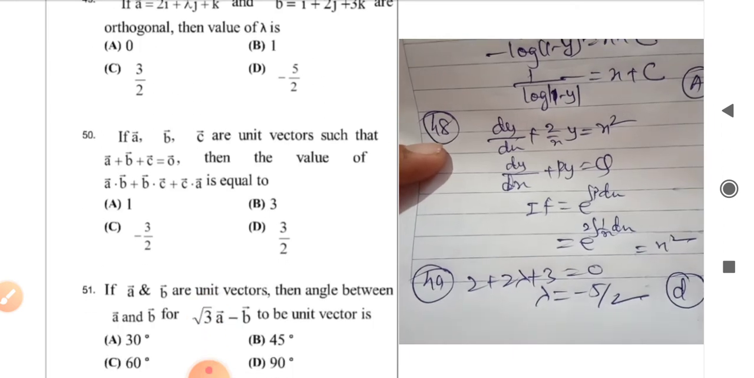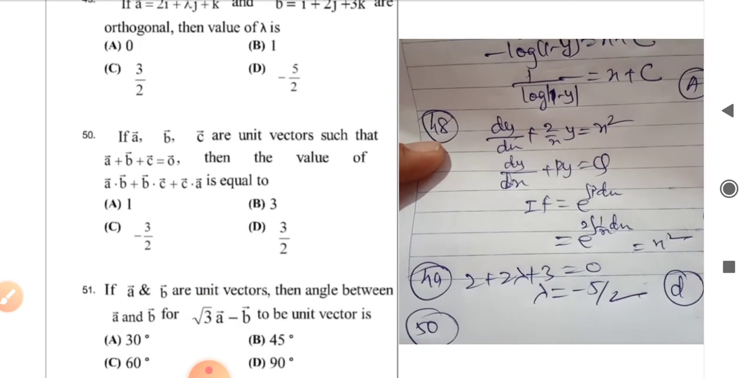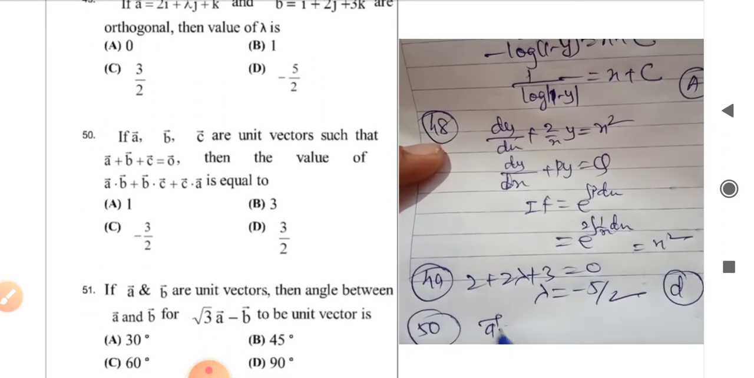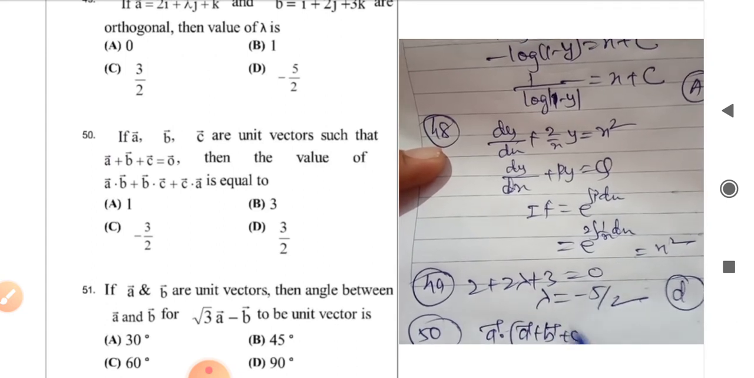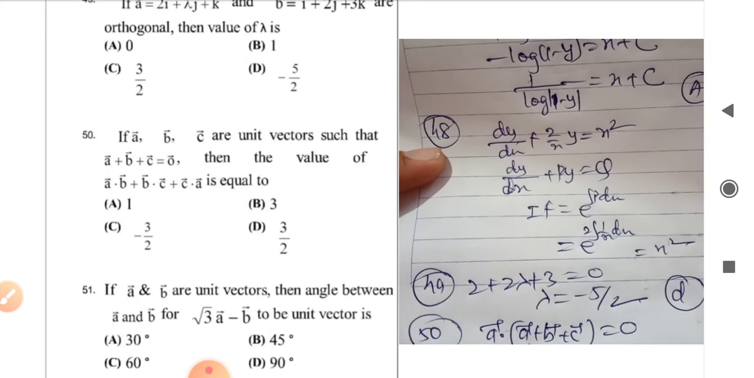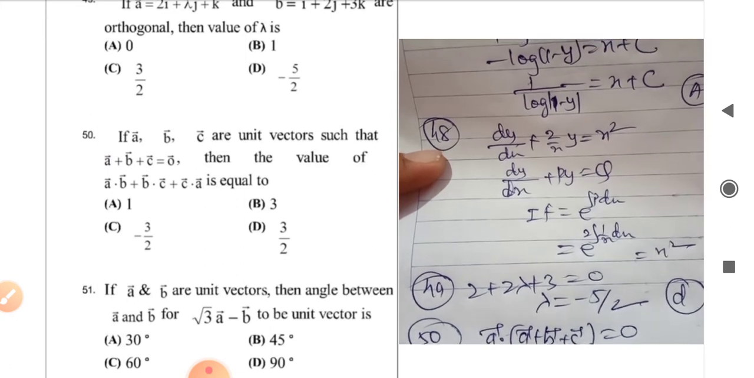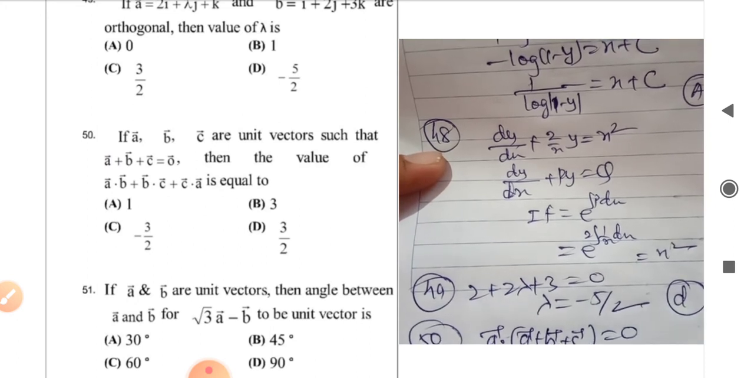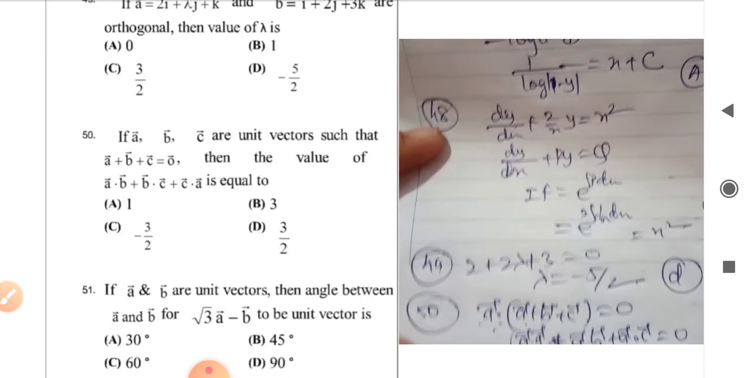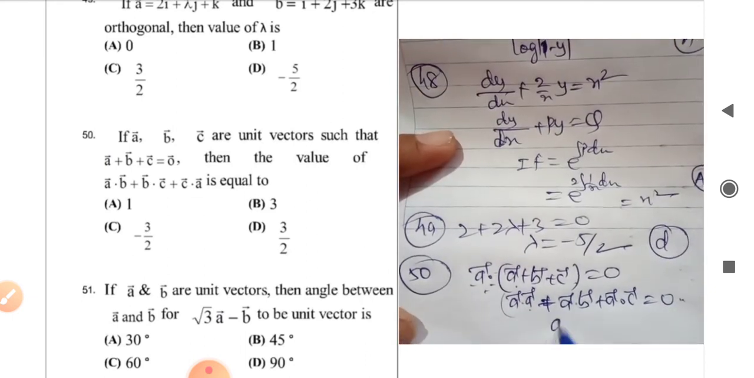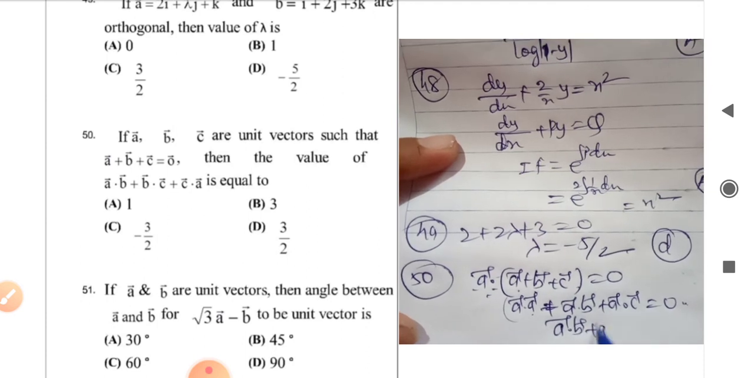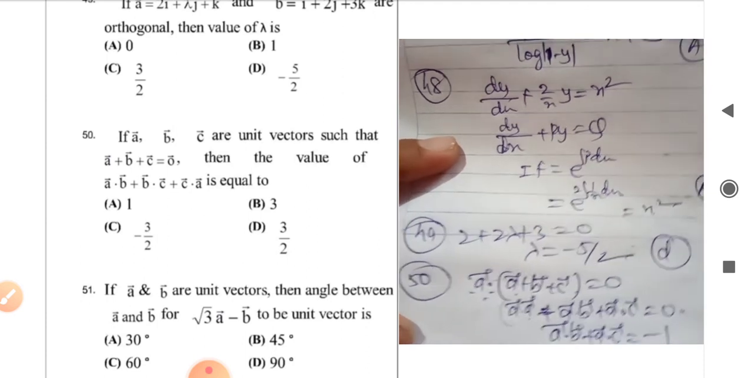The 50th question is also a very simple question. You have a relation here, a plus b plus c equal to 0 is given for you. For that you just multiply once by a. A dot a is 1 because it is a unit vector, then a dot b plus a dot c equal to 0, so this is 1 here, and now if I take this to the right side it will be minus 1, so a dot b plus a dot c is equal to minus 1.